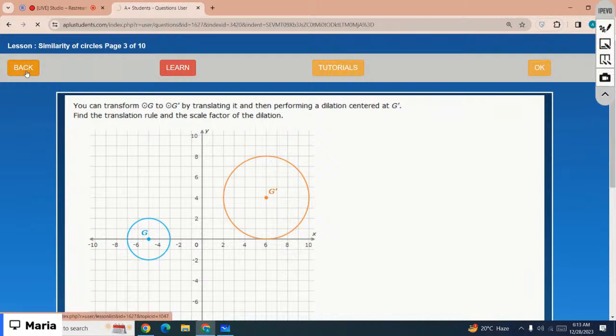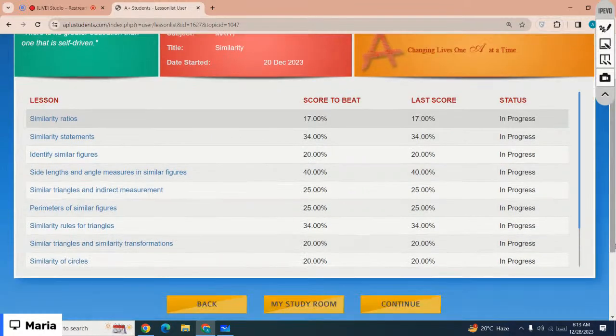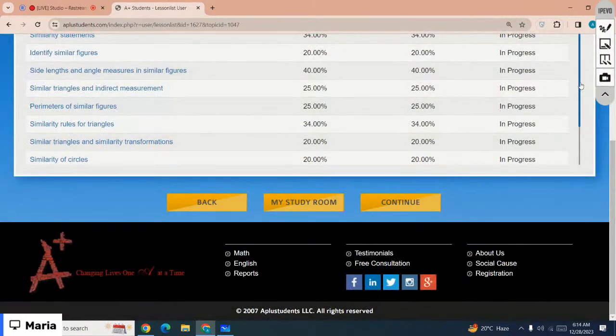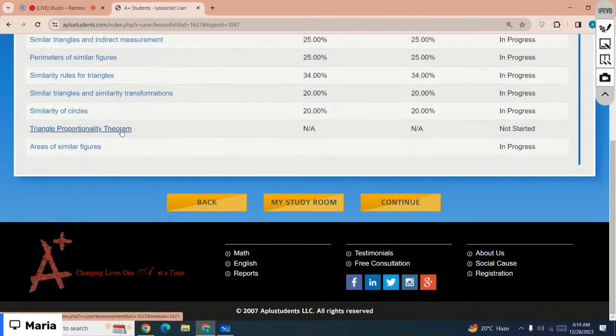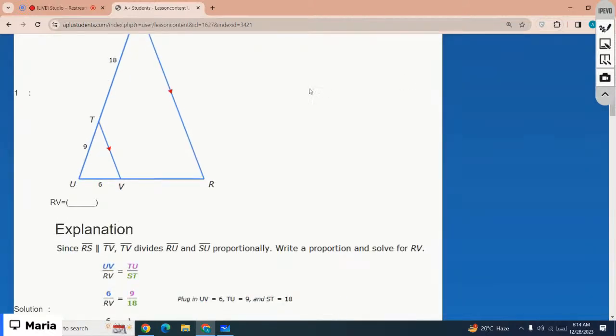Let me just move on to the next lesson. The next one is the triangle proportionality theorem. Let's see what the triangle proportionality theorem is. You are given a triangle, and you have to find R and V. This is what you need to find, right?